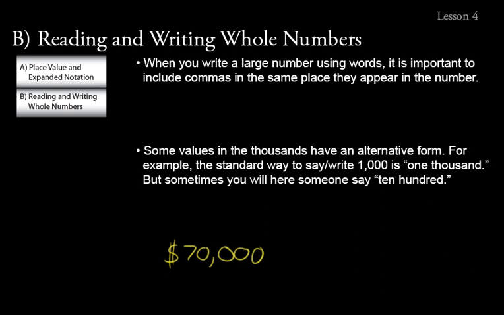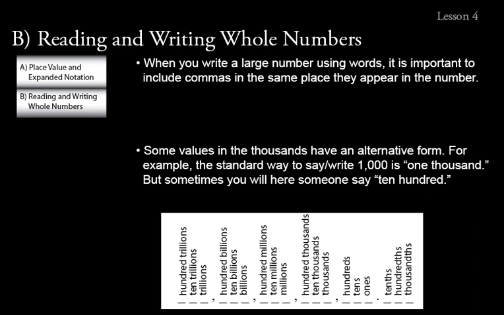But why do we say it that way? Well, if you look back at your place value chart and notice how it's broken into groups of three, each group of three to the left of the decimal place anyways is separated by a comma. You don't do that to the right of the decimal place.